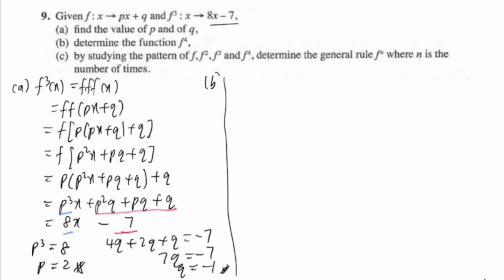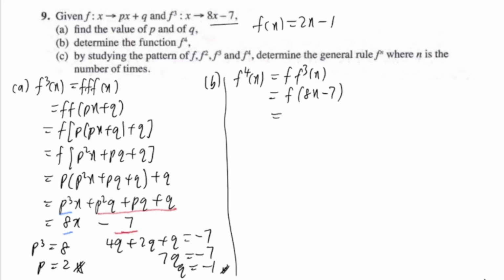Okay, then they say determine the function f4. Now we know f4, in fact we've done something like this before, is basically f of f3, right? And we already know our f3. My f3 is 8x minus 7. My f(x), now that I know p is 2, q is minus 1, is going to give us 2 of 8x minus 7 minus 1. So when you expand this, you should get 16x minus 14 minus 1, which is 16x minus 15, right?